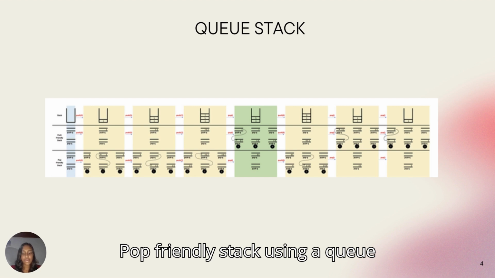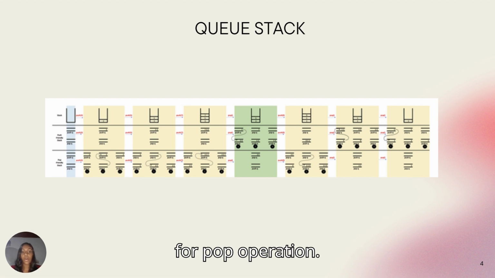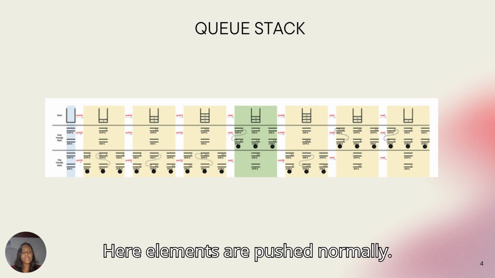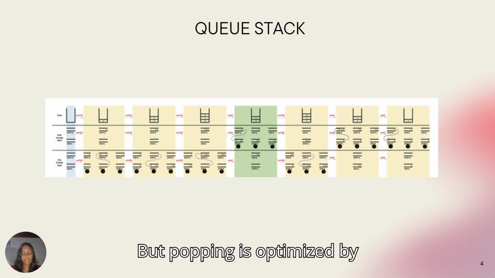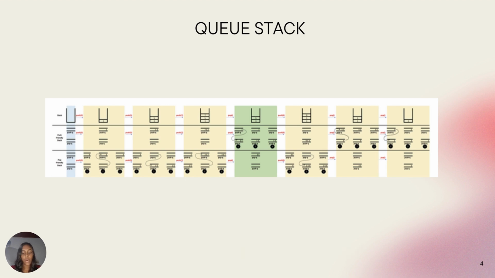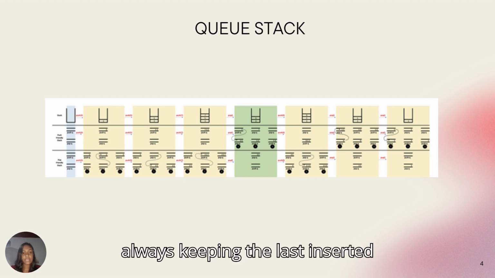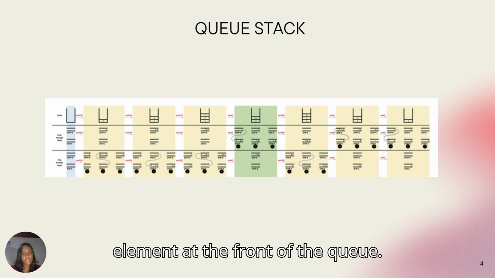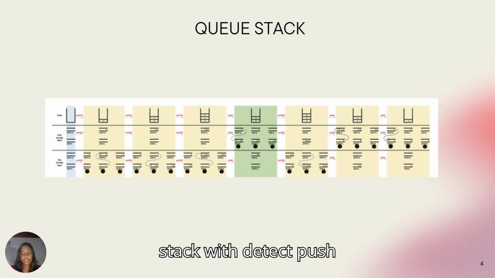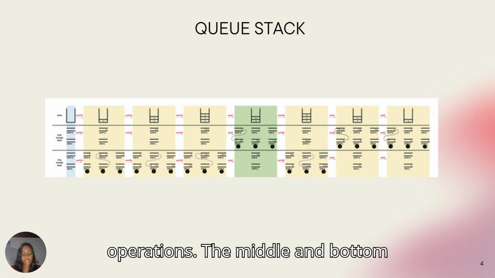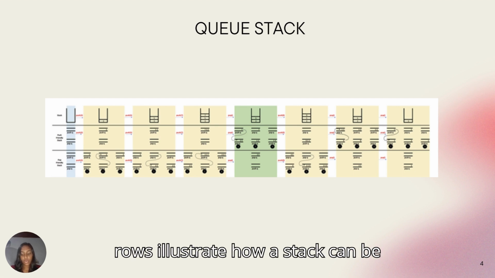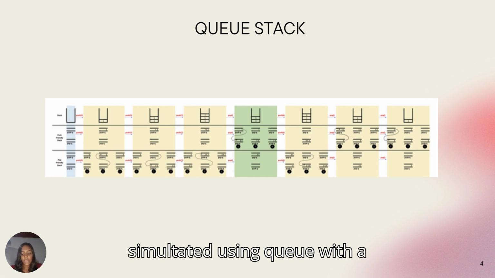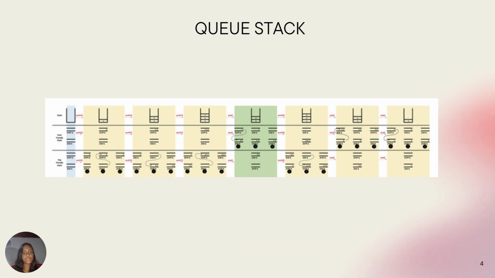This simulates the last in first out behavior of the stack. Now a pop-friendly stack using a queue for the pop operation. Here elements are pushed normally, but popping is optimized by always keeping the last inserted element at the front of the queue. The top row shows the standard stack with push and pop operations. The middle and bottom rows illustrate how a stack can be simulated using a queue with different optimizations.